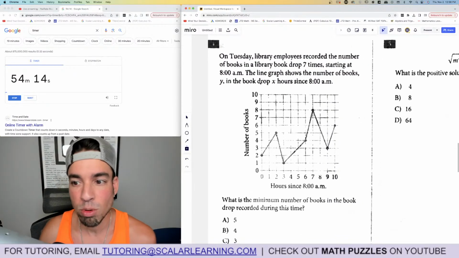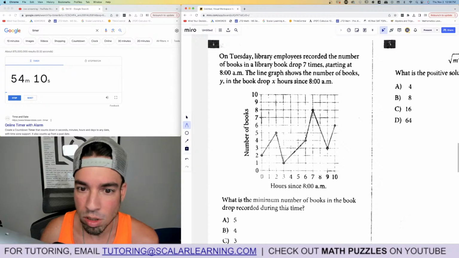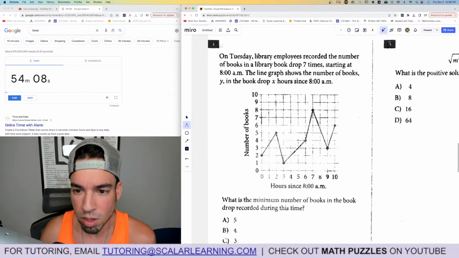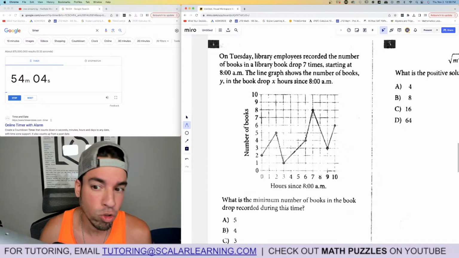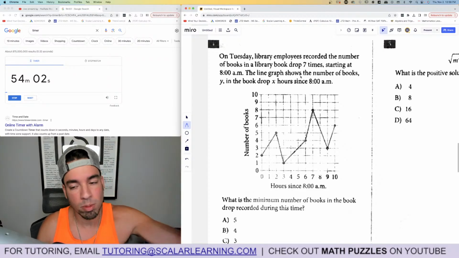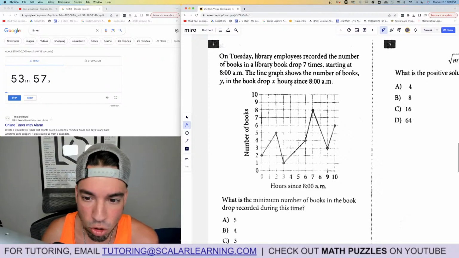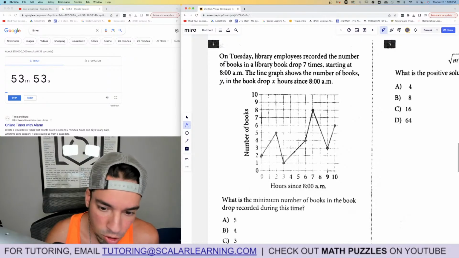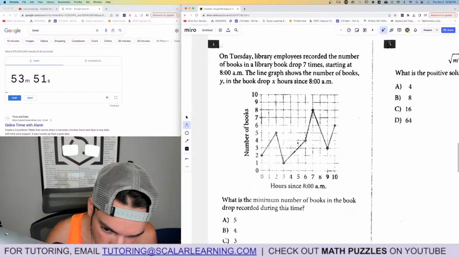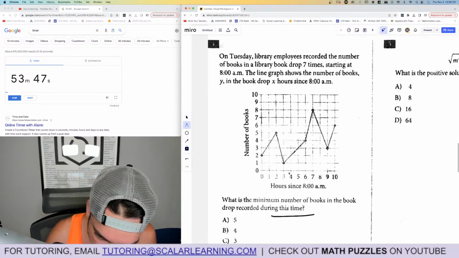On Tuesday, library employees recorded the number of books in the library book drop 7 times. The number of books in the library book drop, like where you drop the books off. I know what it's saying. Starting at 8 a.m., the line graph shows the number of books y in the book drop x hours since. Okay. So here there's 2, then there's 5, then there's 1, blah, blah, blah. What is the minimum number of books in the book drop recorded during this time? 1.